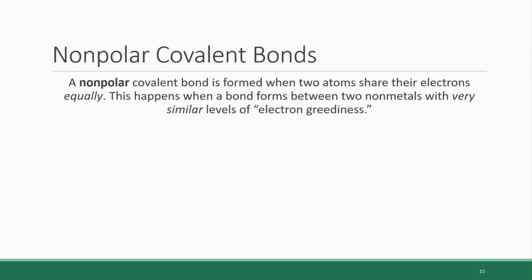When you have a bond between two nonmetals that are equally greedy for electrons, we call this a nonpolar covalent bond. These types of bonds form when two nonmetals get together, and those nonmetals have very similar levels of greediness, so they share electrons equally. A great example is the one that we just looked at. Two chlorine atoms form a nonpolar covalent bond. Obviously, because they are the exact same element, they have the exact same level of greediness, so they end up sharing those electrons equally because they are each tugging on them with the same level of force.